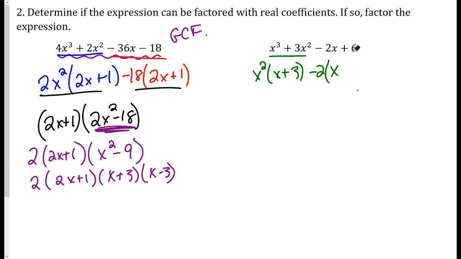What times negative 2 gives me 6? Negative 3. Notice these are not the same. Those two are not the same. So I can't factor out a GCF here. I cannot factor this by grouping. No, we cannot factor by grouping.